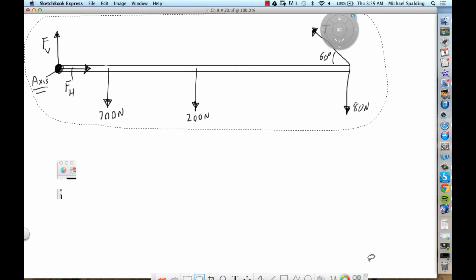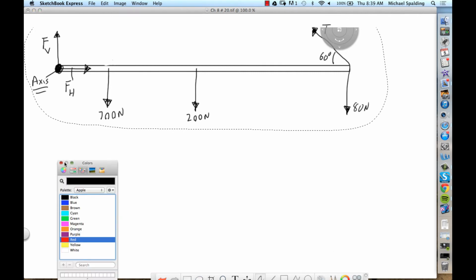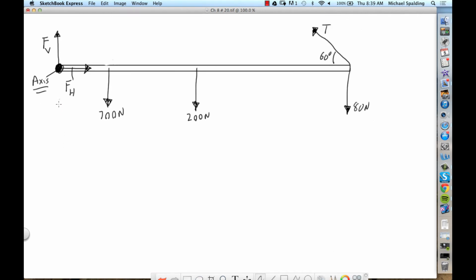Okay, so let's put distances in. We'll do this in red. All right, so we measure distances from the axis. What's the distance from the axis to this 700 Newton force, to the bear? They told us it was what? 1 meter. That's 1 meter.